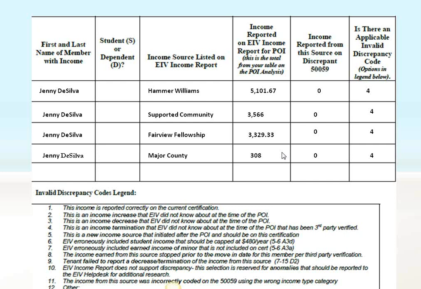What other kinds of questions do you guys have? Do you understand the reasons on the legend code?